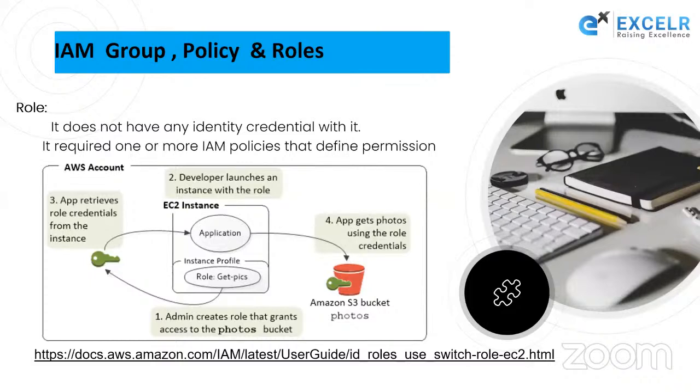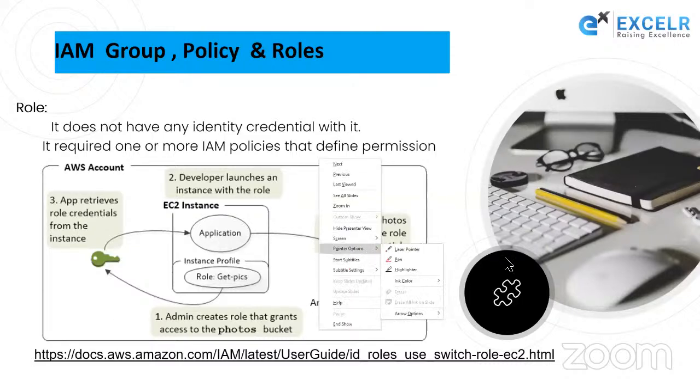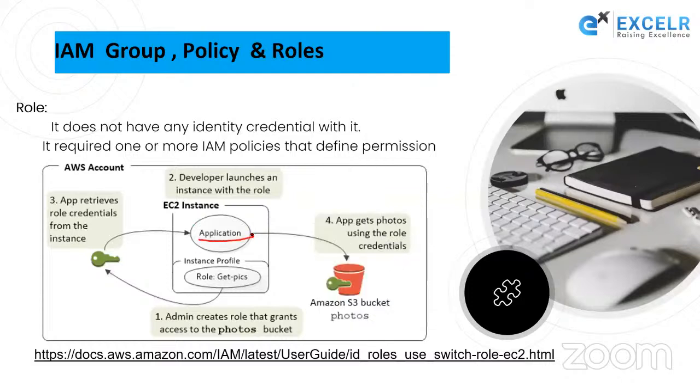What is the difference between a role and a policy? A policy is just a document which states what permissions you are going to get. A role, on the other hand, is going to consume that policy, and then you give that role to a particular application. In this case, let me just use a pointer, your application which is sitting on your EC2 instance. This is how you can do that.